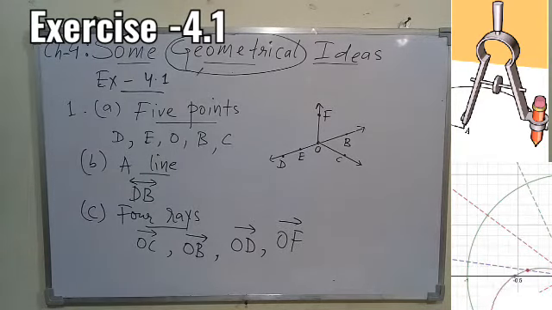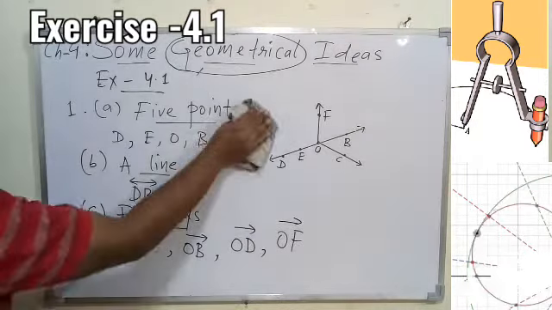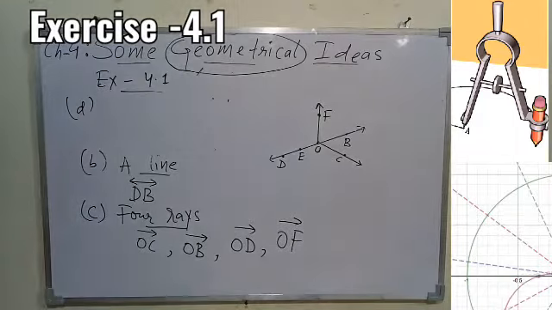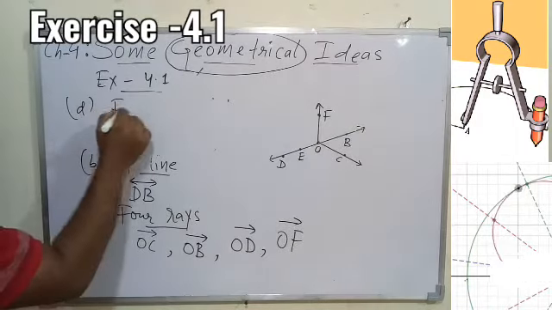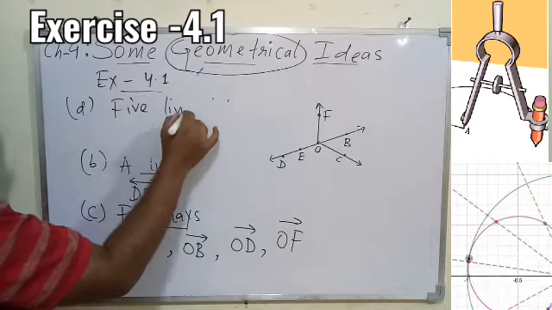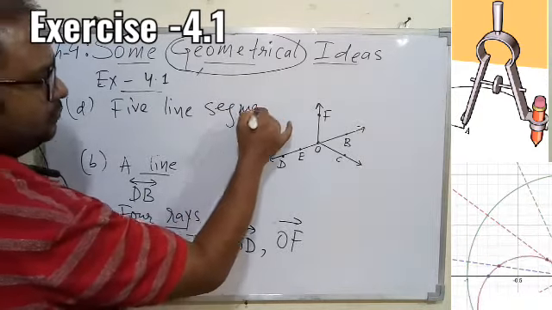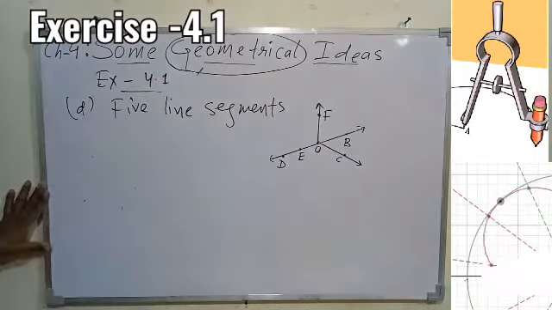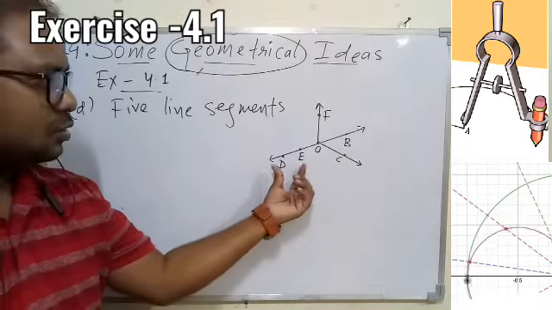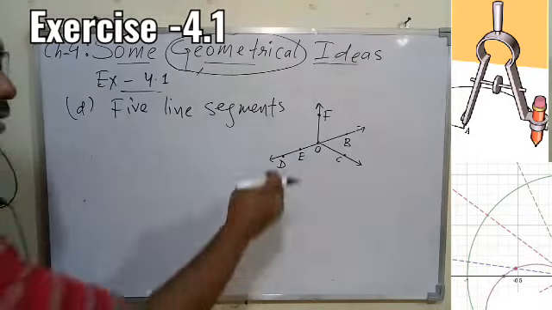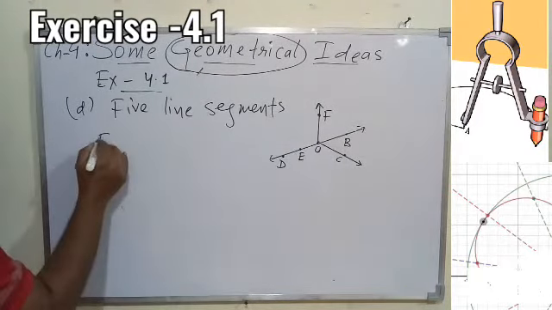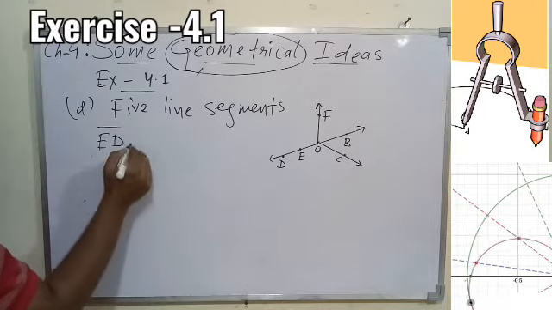Okay, now the last thing says part D. Part D is asking us to find 5 line segments. So the line segments, we know, will have 2 different end points. So very first we can see ED. E and D is one line segment, because E and D are the end points for this particular line segment. So ED is the very first line segment we see.